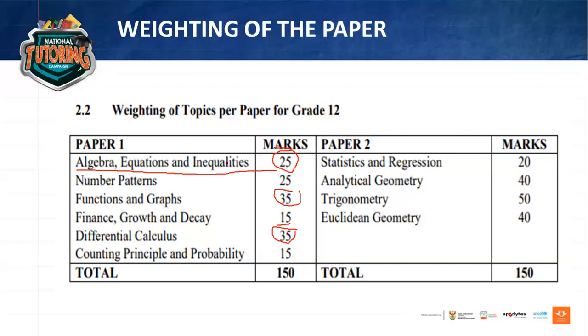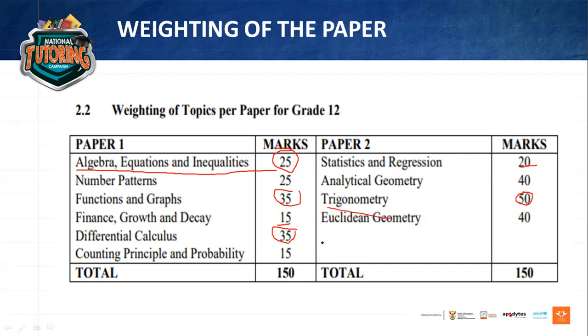All right. For paper 2, we have statistics. I think you remember it's about 20 marks, is our free marks. Then you've got analytical geometry for 40. Trigonometry, it takes the biggest chunk, it's 50 marks. And we also have Euclidean geometry for 40 marks.